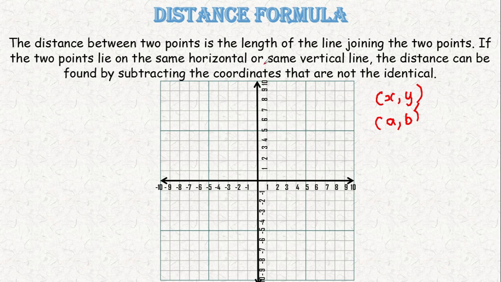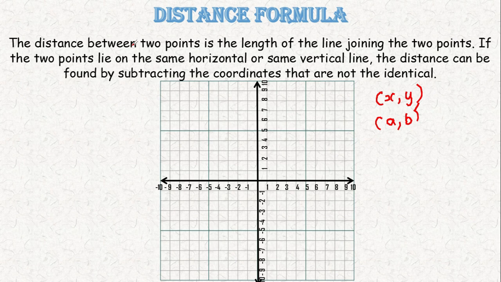So let's discuss the definition here. The distance between 2 points is the length of the line joining the 2 points. If the 2 points lie on the same horizontal or vertical line, the distance can be found by subtracting the coordinates that are not identical. The distance between 2 points is the length of the line joining the 2 points.